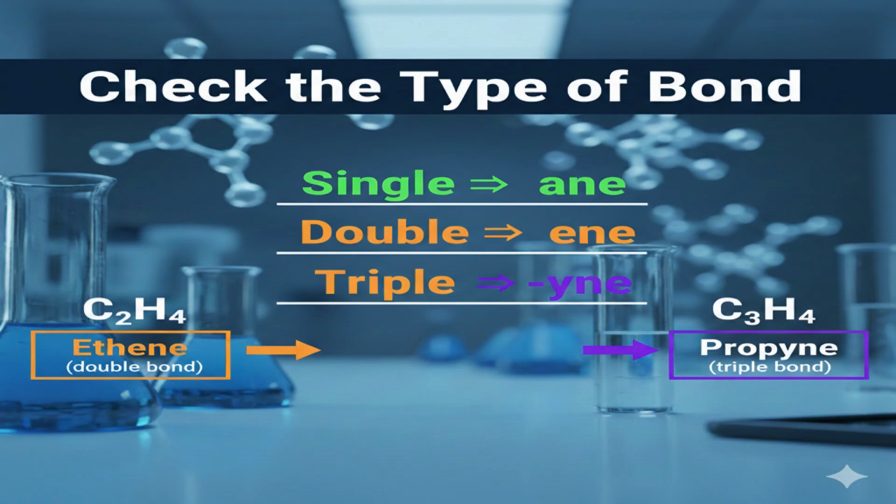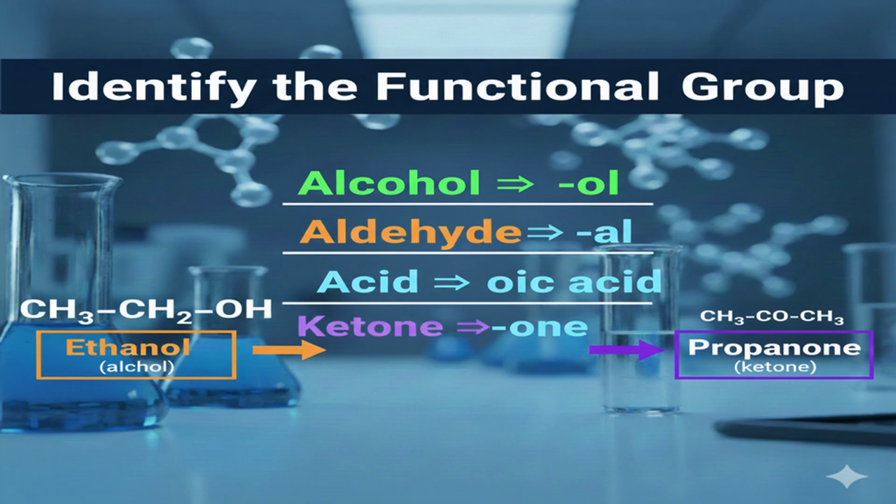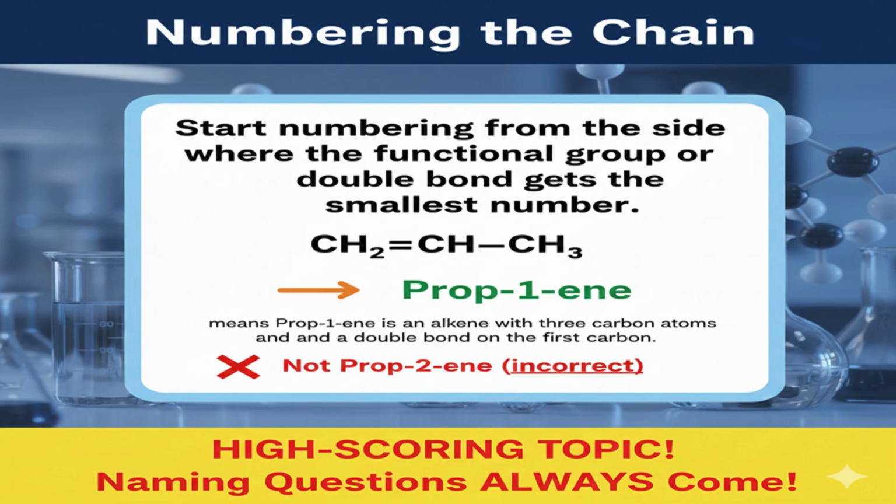Example: C2H4 ethene, double bond; C3H4 propyne, triple bond. Step 3. Identify the functional group: alcohol, ol; aldehyde, al; acid, oic; ketone, one. Example: CH3CH2OH ethanol, CH3COCH3 propanone. Step 4. Numbering the chain.